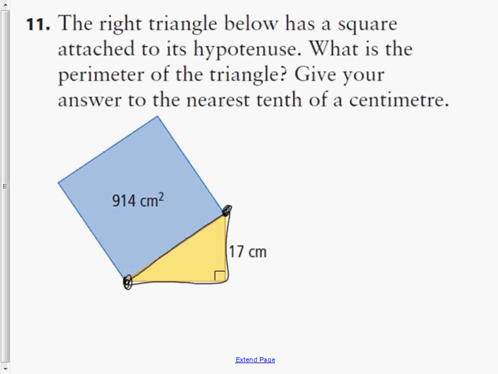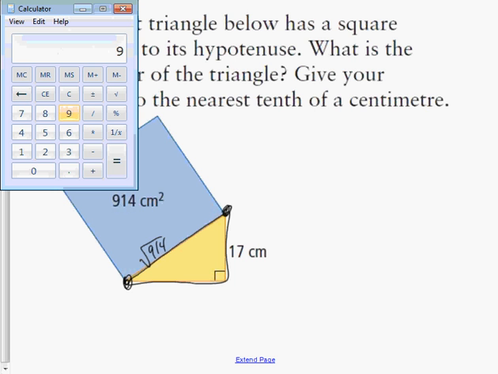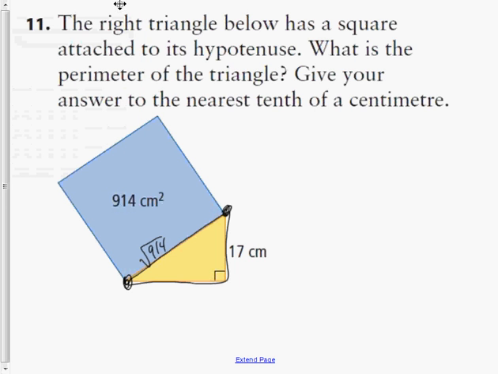And since 914 is the area of the square, the distance of that hypotenuse is the square root of 914, which, if we take the calculator, is approximately 30.2 centimeters. So now we know 2 of them. We don't know this one yet. So if I put a square on here, what's 17 squared?